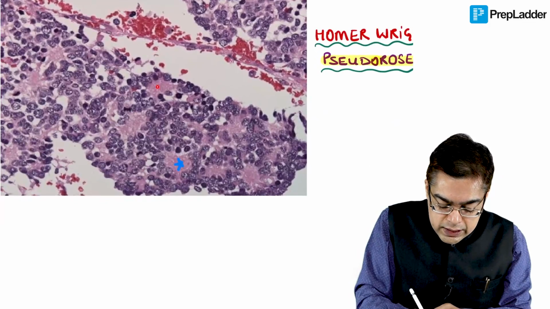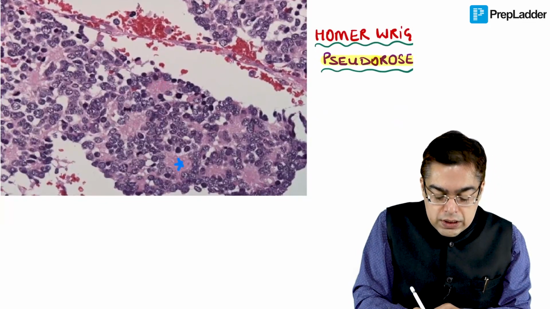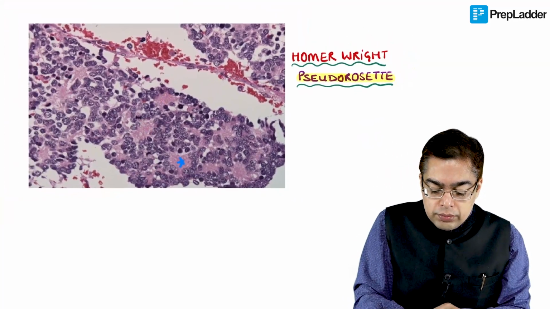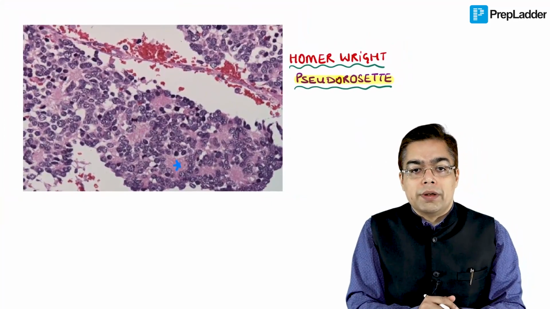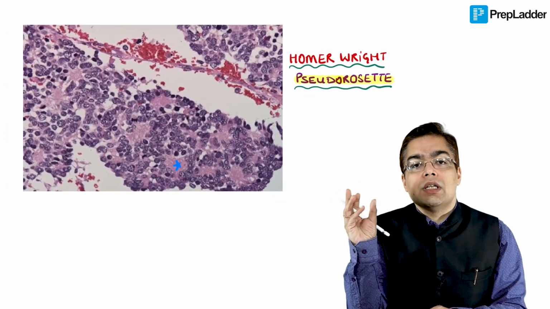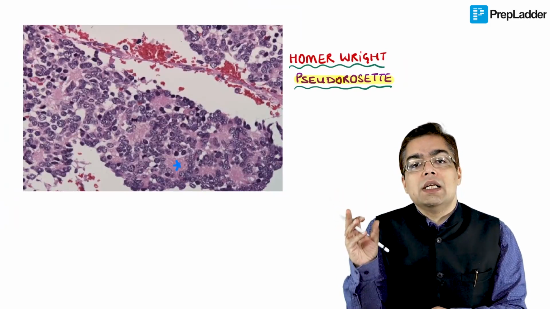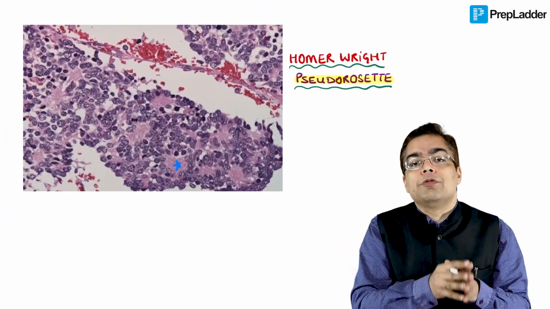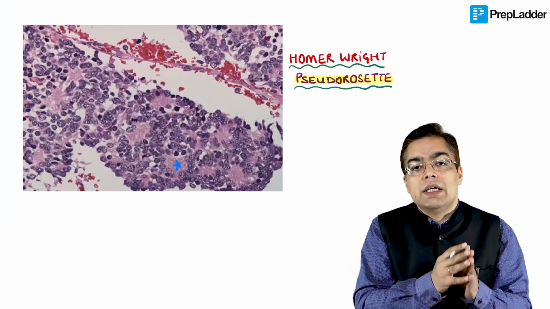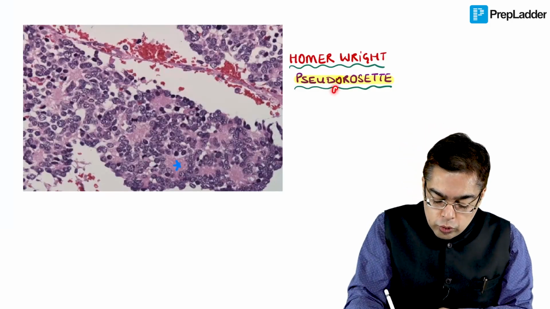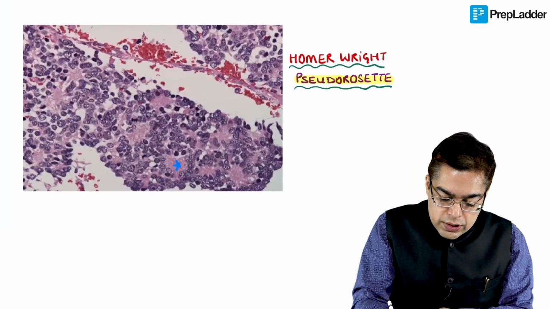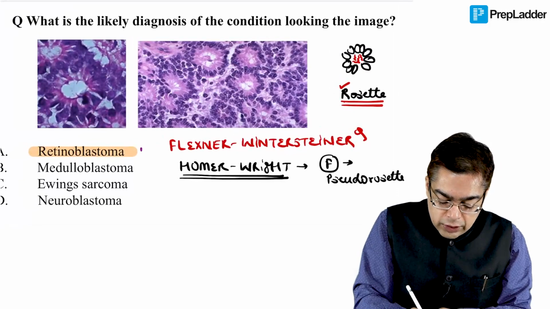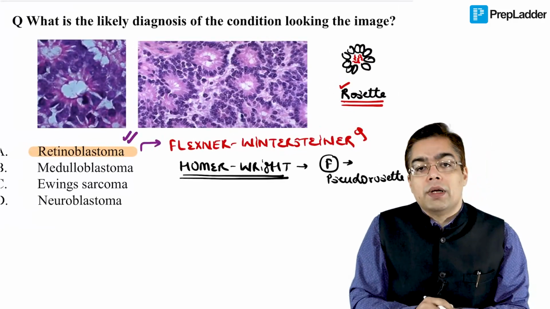So what you find over here is the central pinkish material, which is the fibrillary material. That fibrillary material is what is responsible for the term that is being used over here, the Homer Wright pseudo rosette. So I just repeat my point. Flexner-Wintersteiner rosette is a true rosette, classically seen in a patient suffering from retinoblastoma. When you are talking about a Homer Wright rosette, it's an example of a pseudo rosette because of the presence of the central fibrils. And this kind of Homer Wright rosette is seen in certain other conditions, which I'm going to make a mention of over here. So I want you to be familiar with the fact that for Flexner-Wintersteiner, the answer of choice that you need to remember is retinoblastoma.